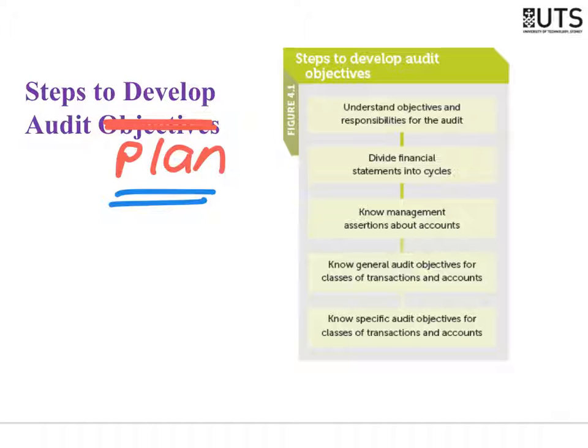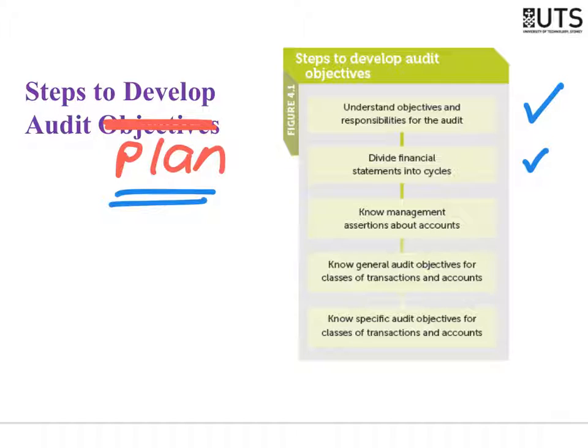Now, I'm not a big fan of how they've worded this, to be honest with you. So let me just explain this in my own way. The first thing we do need to do is we need to understand the responsibilities of us as the auditor, as well as management. And that's the first thing we're going to talk about today. The second thing is once we've done that, we actually divide the financials into cycles. Now, I'll take you through that. It's actually quite logical once we discuss it.